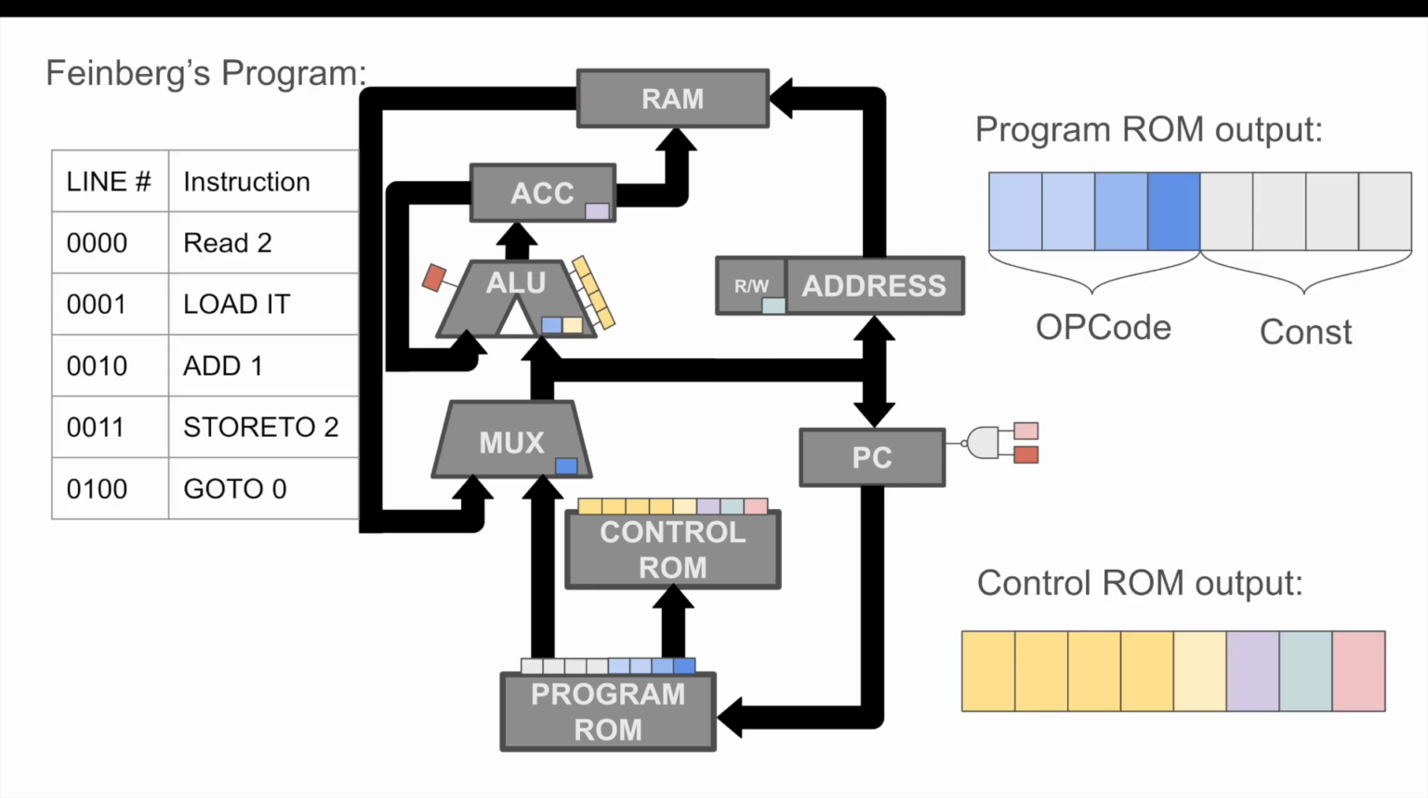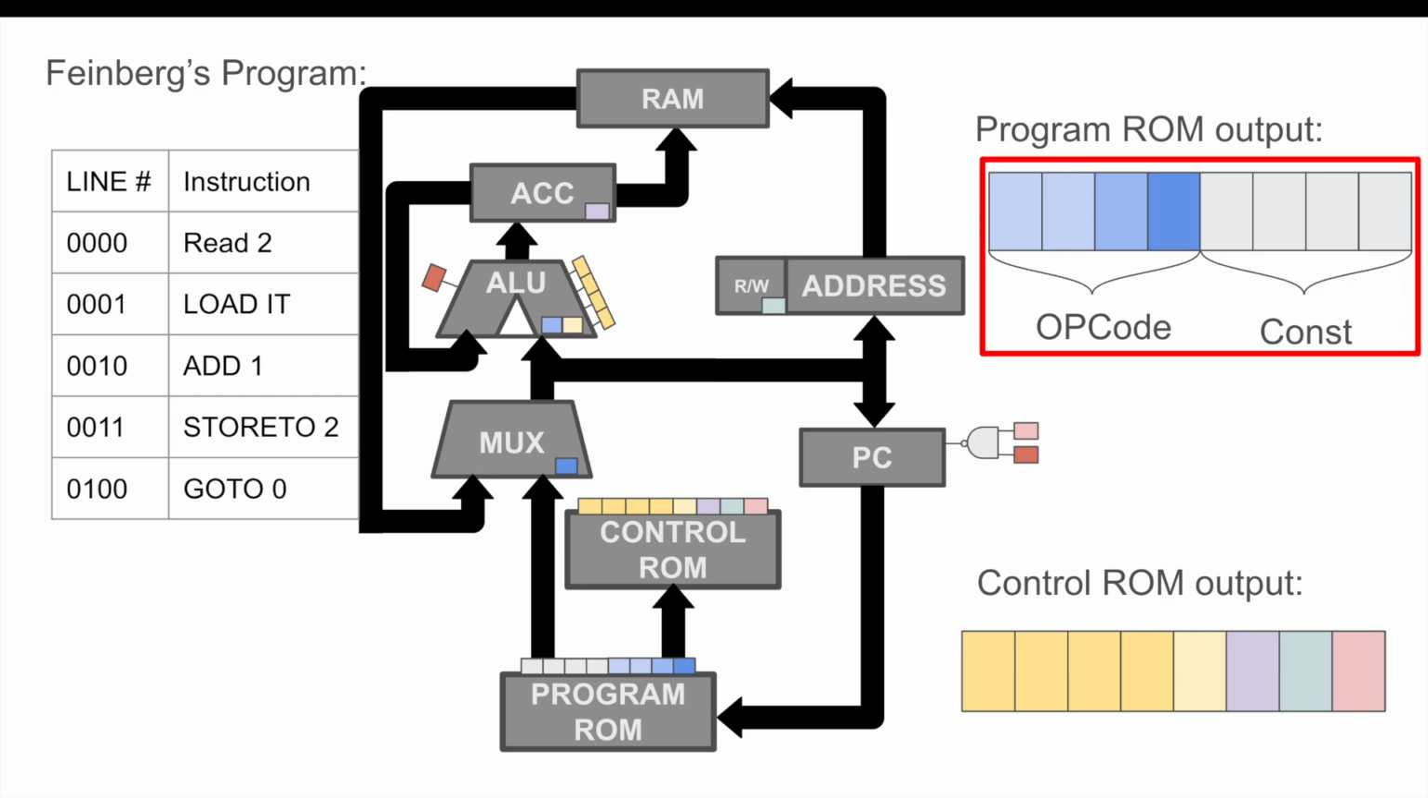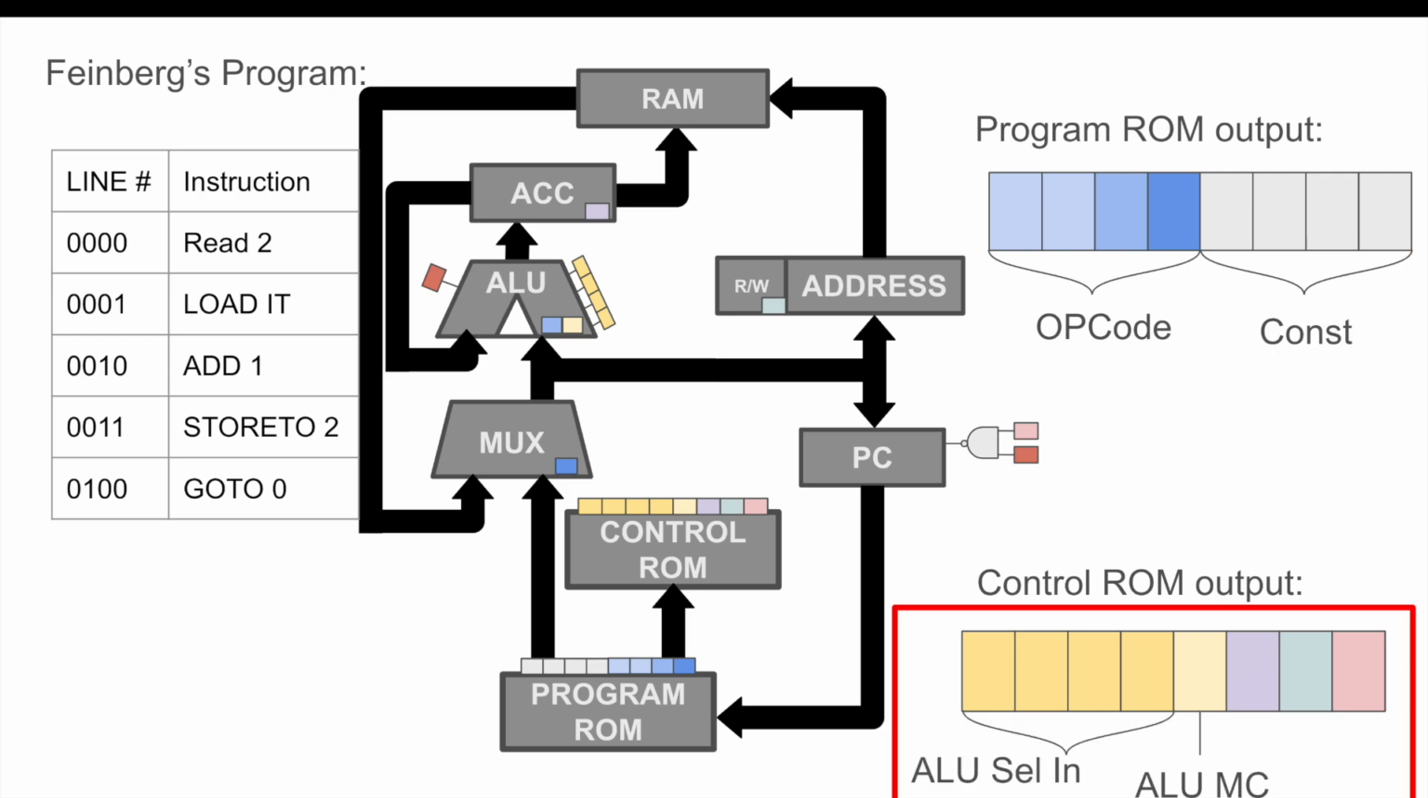Now I'll show Feinberg's program from a circuit diagram perspective. On the top left is Feinberg's entire program. On the top right is the program ROM output for the current instruction, and in the bottom right is the control ROM output for the current instruction.